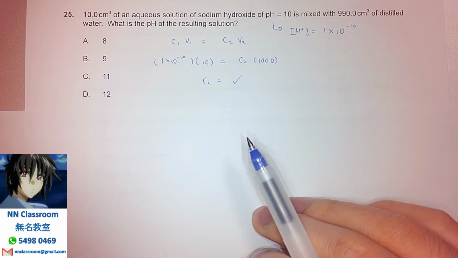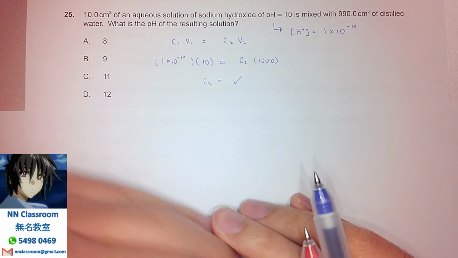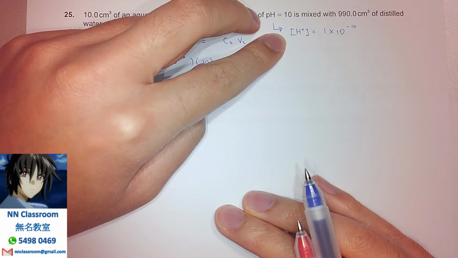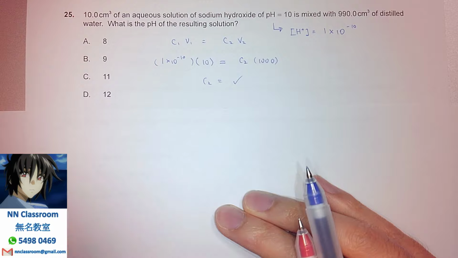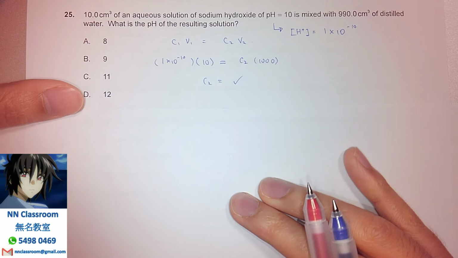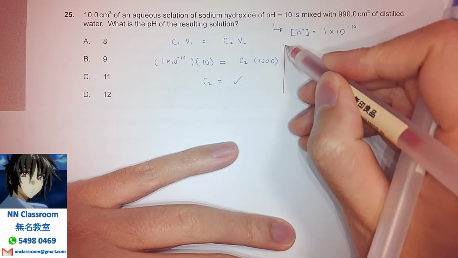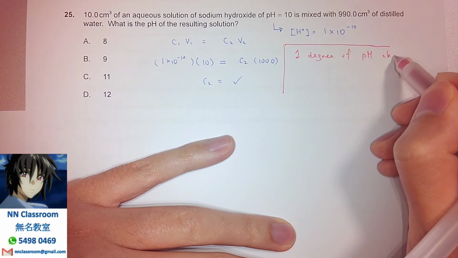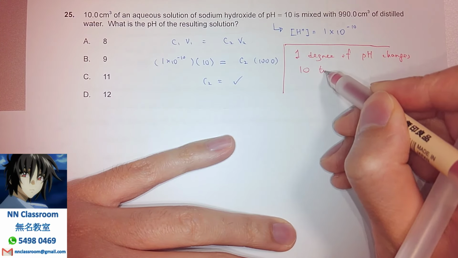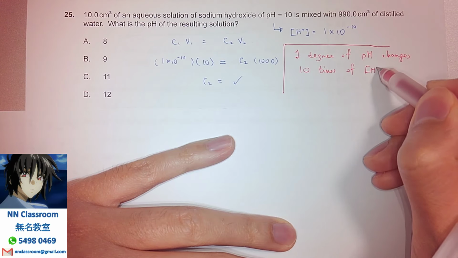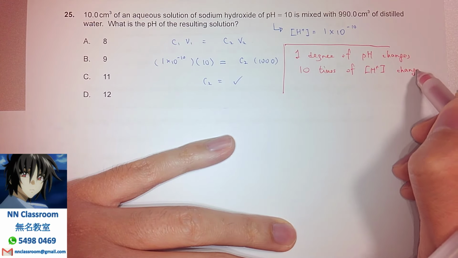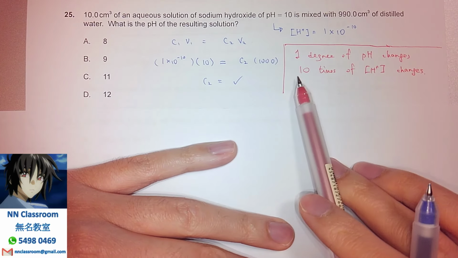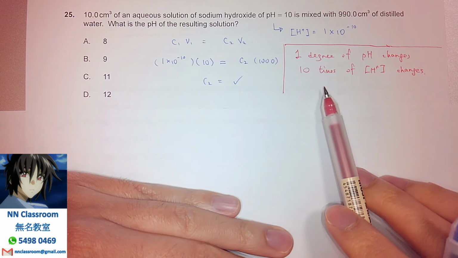But what I now want to tell you is a faster way to achieve this question, right? Remember, apart from learning the first definition of pH, negative log of the concentration of H plus, I think many teachers should have told students that here comes a really important concept: 1 degree of pH change means 10 times of the proton concentration changes, right? That makes sense, because pH is in a log scale. So 1 degree change of pH already means 10 times.